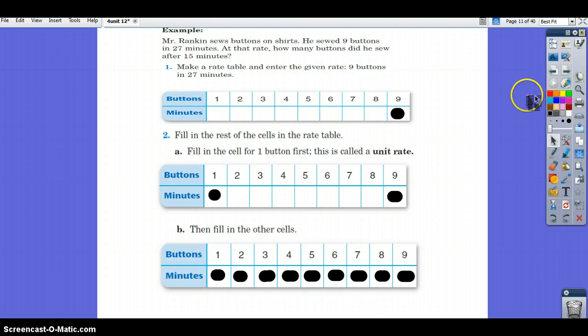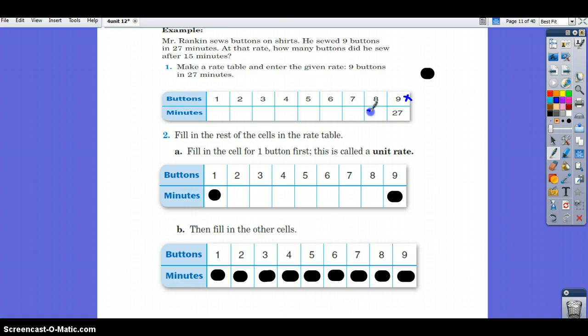So look at this example. Mr. Rankin sews buttons on shirts. He sewed 9 buttons in 27 minutes. At that rate, how many buttons did he sew after 15 minutes? Make a rate table and enter the given rate. So 9 buttons is 27 minutes. Hopefully you're noticing, 9 times what would give me 27? Well, times 3. So each button takes 3 minutes.